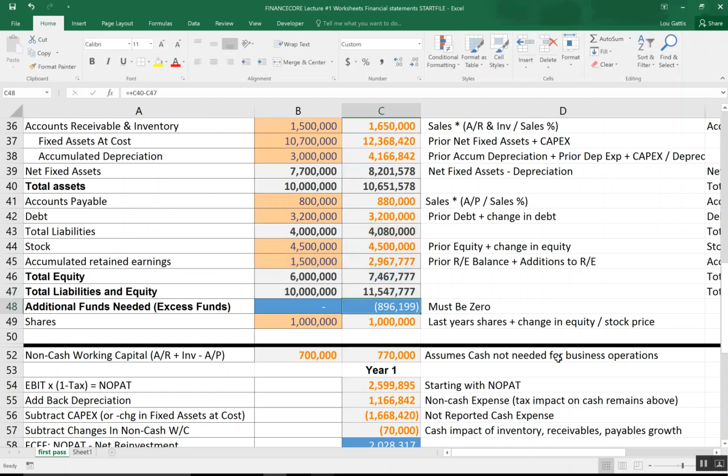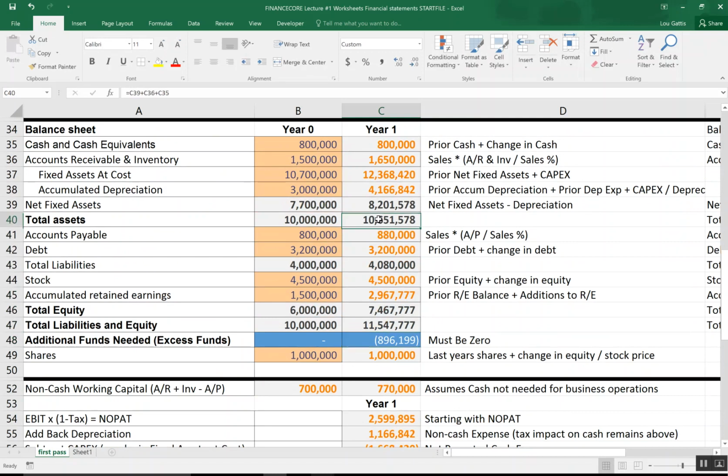Now notice here I have a formula here, which is the difference between total assets of 10.6 million and liabilities and equity of 11.5 million. So if this is positive, that means I need additional funding. If it's negative, which it is, that means there's excess funding. In other words, we have more financing than we have assets. So we've borrowed more money or raised more capital than we actually needed to buy assets. So we're going to take care of that in a few minutes.